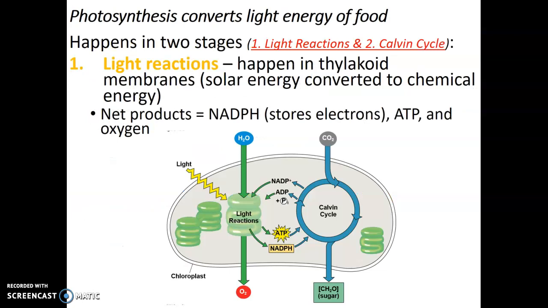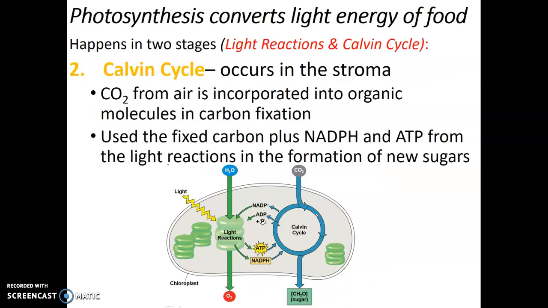So photosynthesis happens in two stages, the light reaction and the Calvin cycle. The light reaction happens in the thylakoid membrane, and its net products are NADPH and ATP, and then a waste product of oxygen. The NADPH and the ATP are then used in the Calvin cycle. The Calvin cycle occurs in the stroma, and it uses CO2 from the air to go through carbon fixation until it produces sugar. It uses the ATP and NADPH for this carbon fixation process.